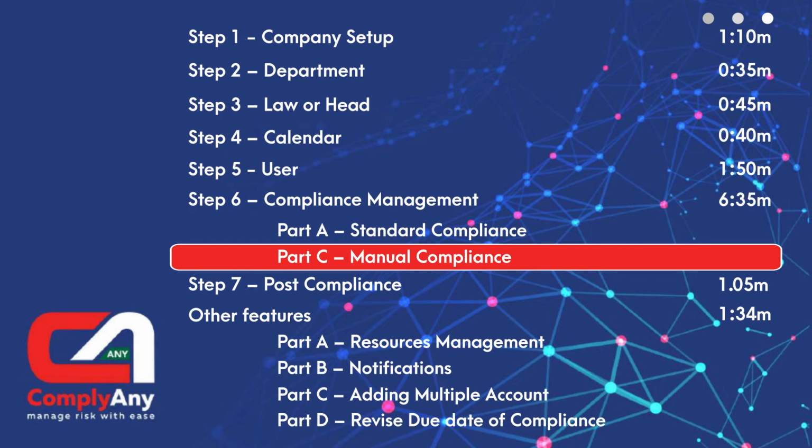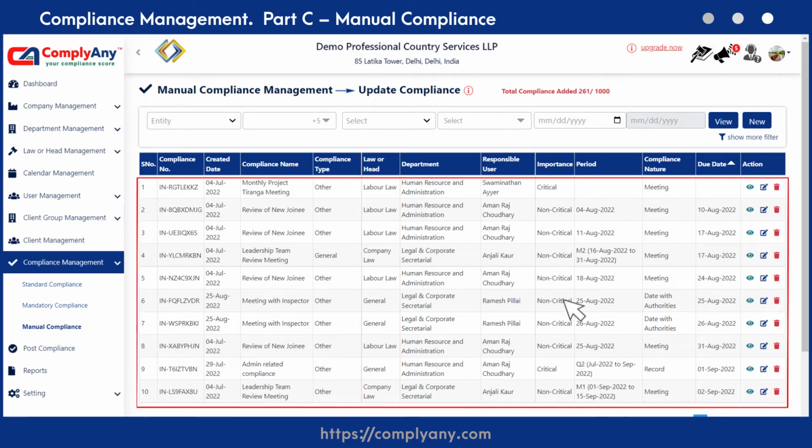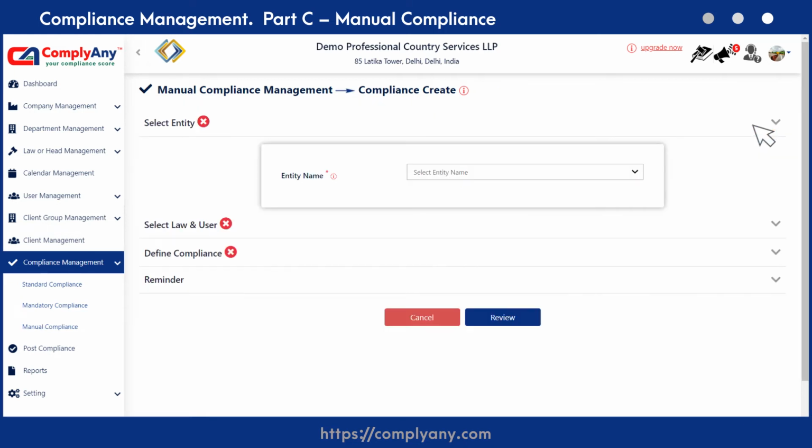Step 6. Compliance Management. Part C. Manual Compliance. Manual compliances are those compliances which are created by user, may be required under any law or for internal governance. These are shown in dark blue color font. Let's see how to create manual compliance. Click plus New button. User must provide data in 3 blocks to set up compliance. These blocks are shown with red cross sign until data entered. Once data provided, it will turn into green tick sign.